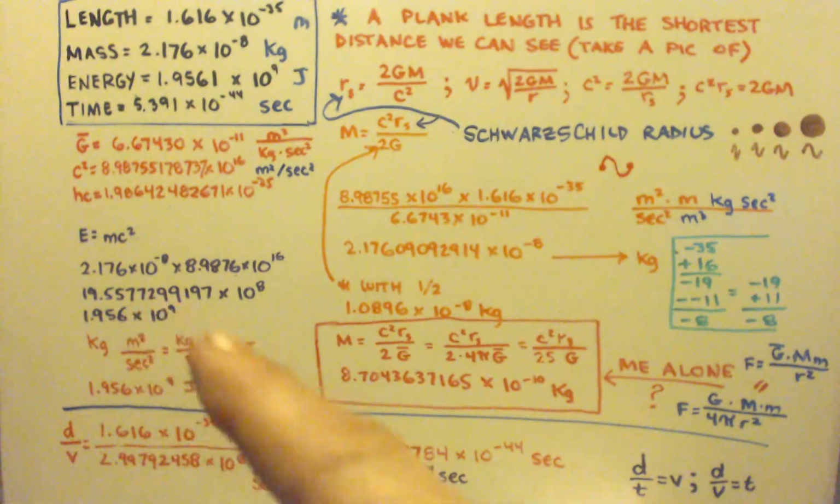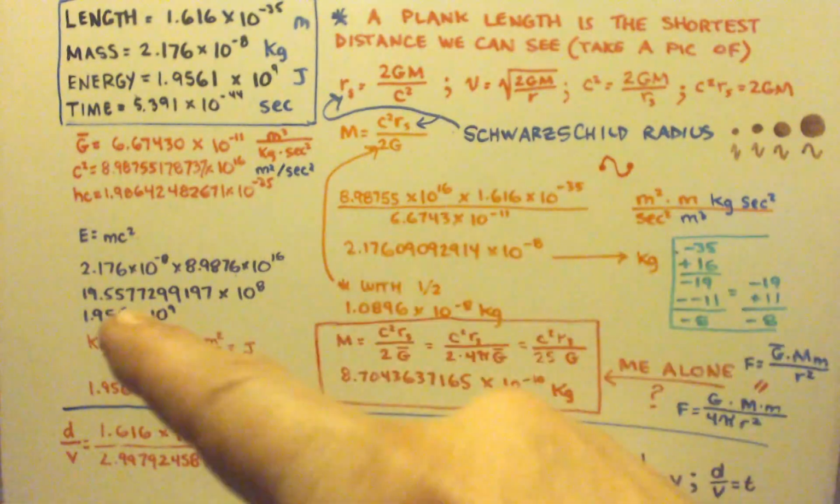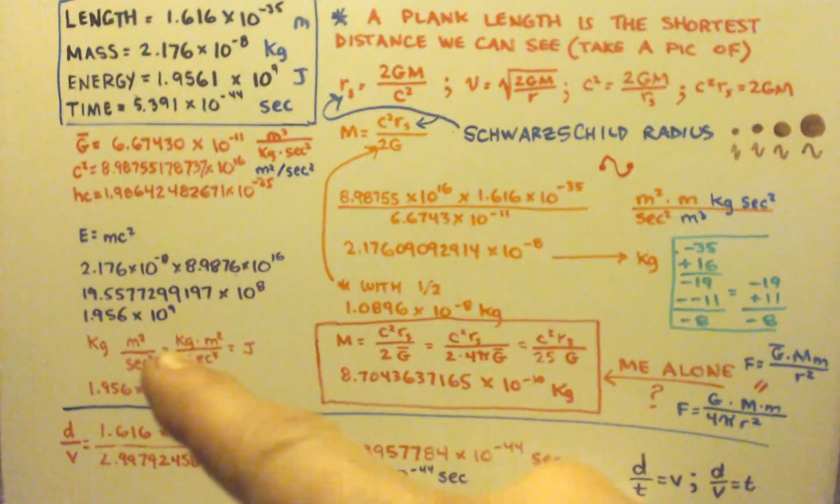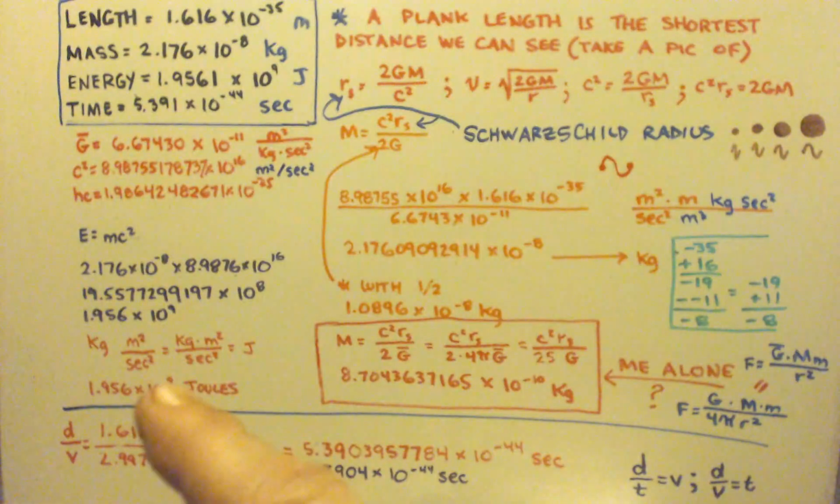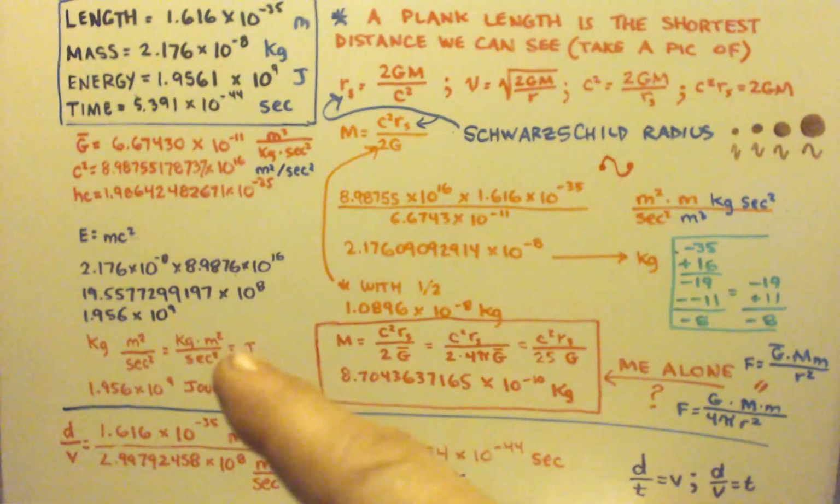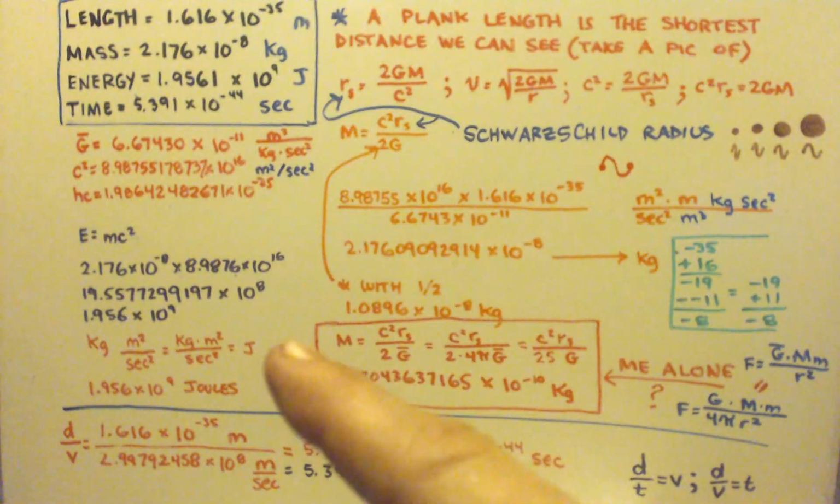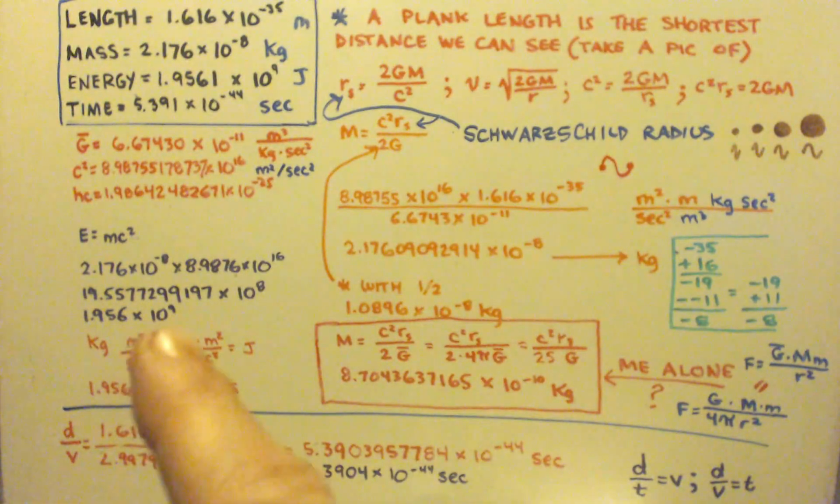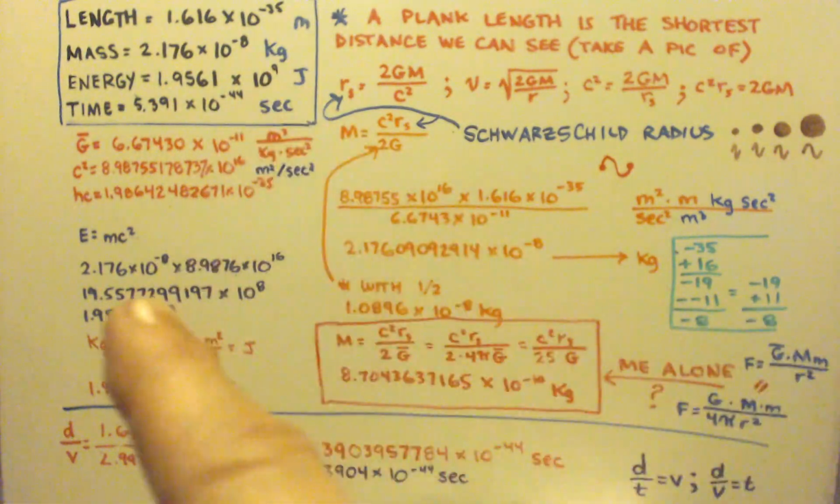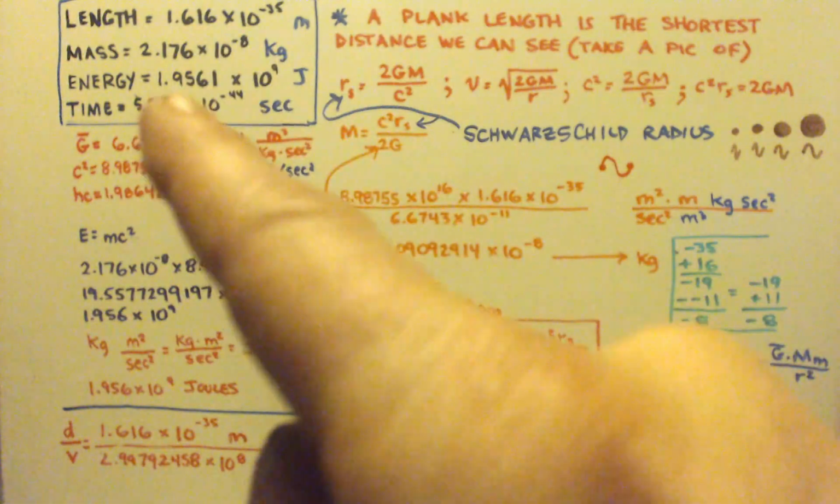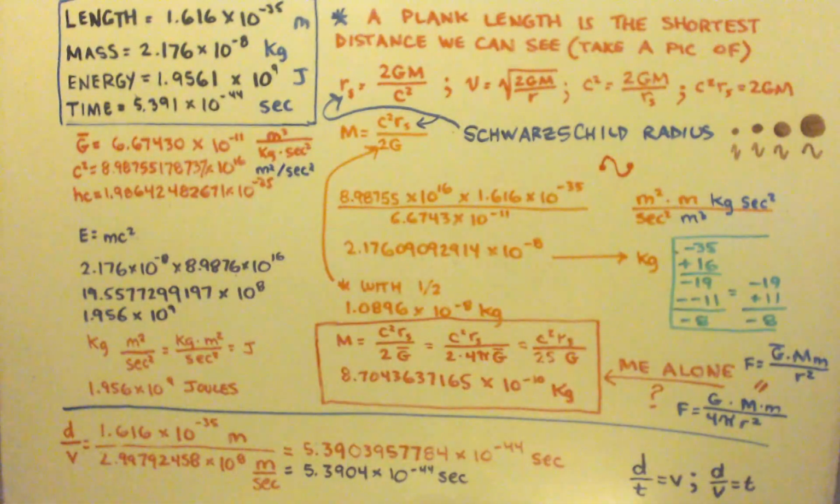Here are the units. They come out to kilogram meter squared per second squared, because you're taking mass, kilograms, times c squared, which is meters per second, and each one of those is squared. If you put them together, it's kilogram meter squared per second squared, which is a joule, which is 10 to the 9th power. And what does he have? He has 10 to the 9th power, 1.956. So yes, basically, let's do this last formula.